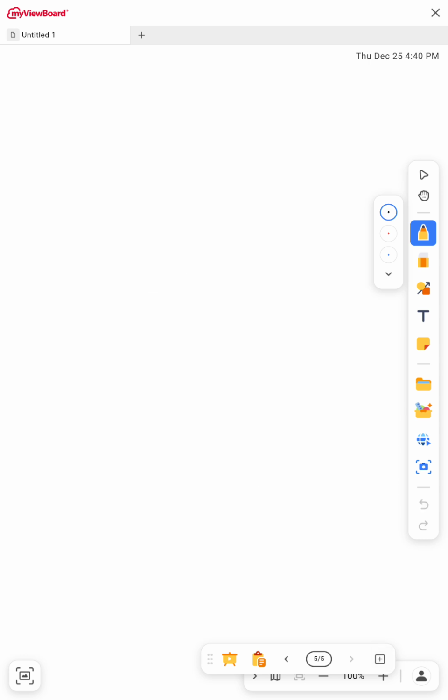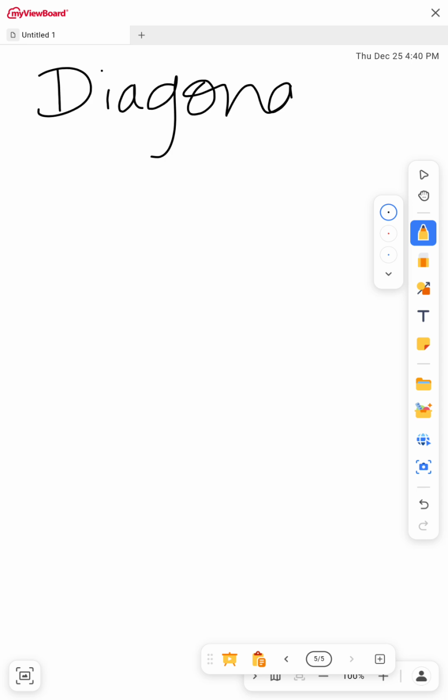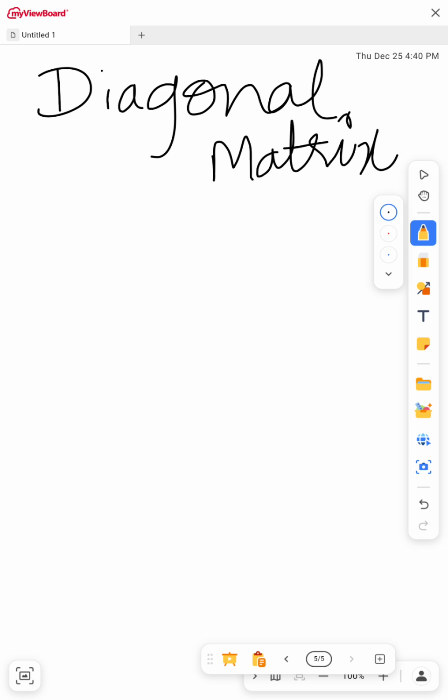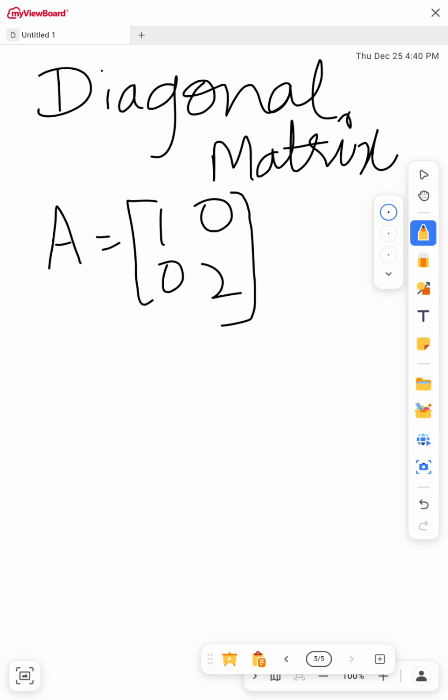Now there's another type of matrix which is known as a diagonal matrix. What is a diagonal matrix? A diagonal matrix is a square matrix in which all the elements except those along the leading diagonal are 0. For example, A is equal to 1 2 0 0. Now this is a diagonal matrix.